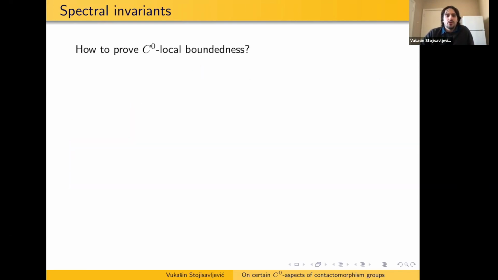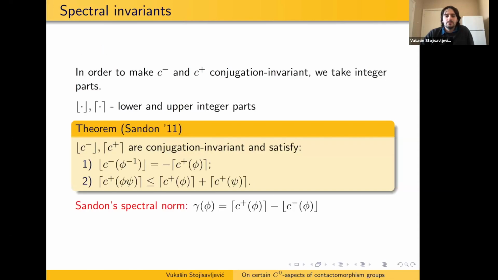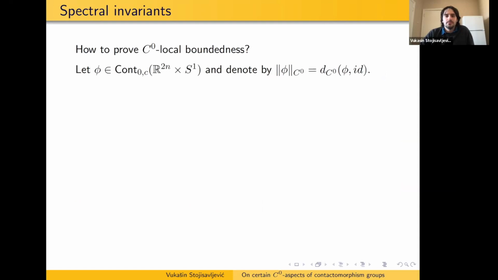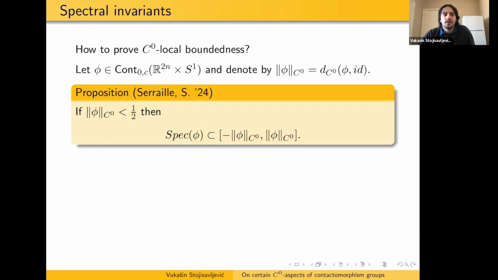Now, how to prove that it is actually C0 locally bounded. We denote the C0 distance from phi to the identity by this norm. And here is a proposition: if this norm is less than 1/2, then the whole spectrum is just inside of this interval.